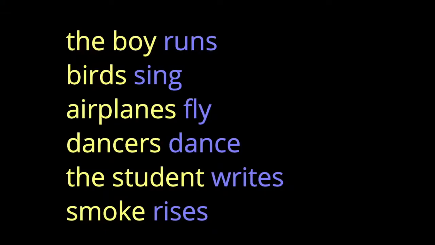Usually we think of the verb as a word that tells us the action of the sentence. Run, sing, fly, dance, write, rise. And the subject is the doer of the action. Some examples. The boy runs. Birds sing. Airplanes fly. Dancers dance. The student writes. Smoke rises. In all of these cases, we can imagine action and the thing doing the action. We can picture it in our minds.